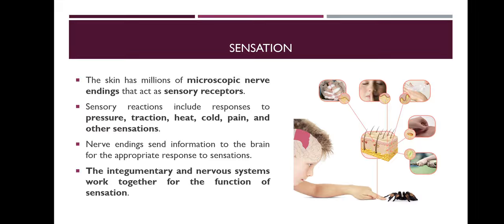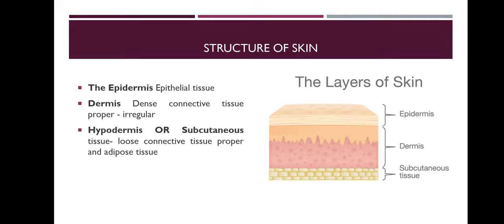The integumentary and the nervous systems work together for the function of sensation. Whatever sensation or impulses the skin gets, this integumentary system, the skin, and the nervous system, that is the brain, work together for the function of sensation. Next we are going to discuss the structure of skin.